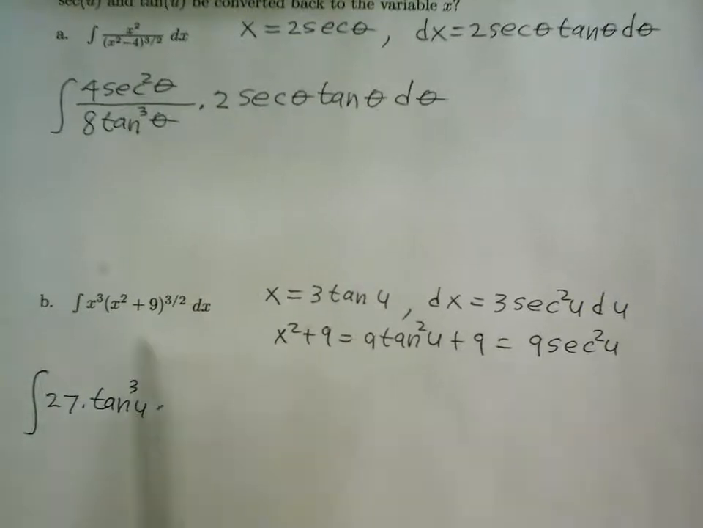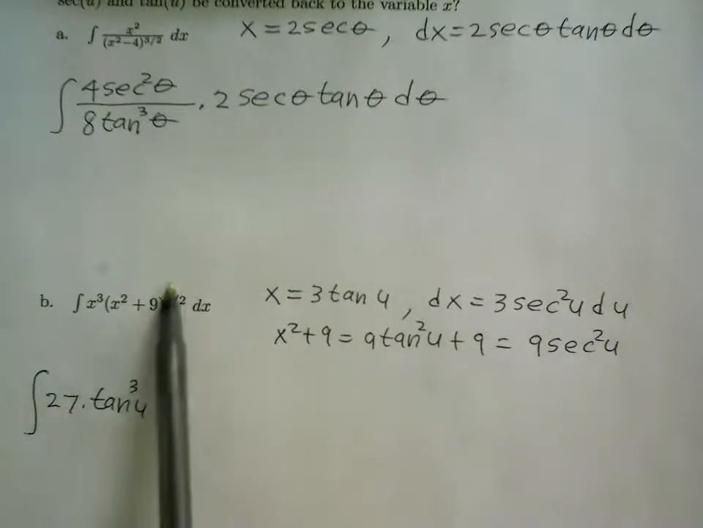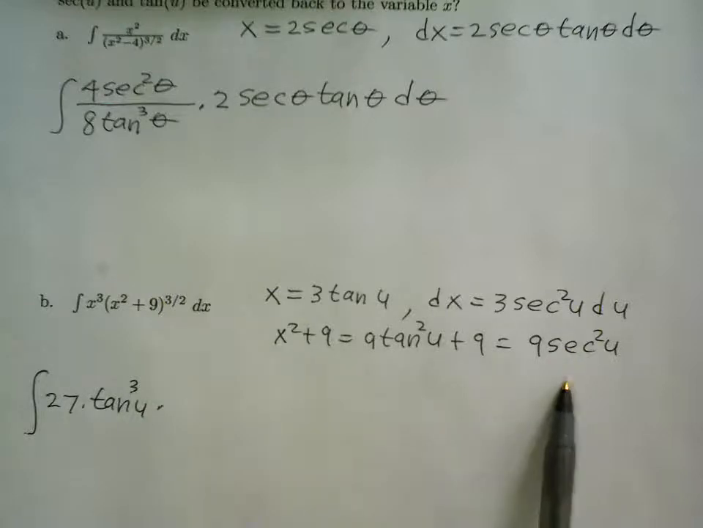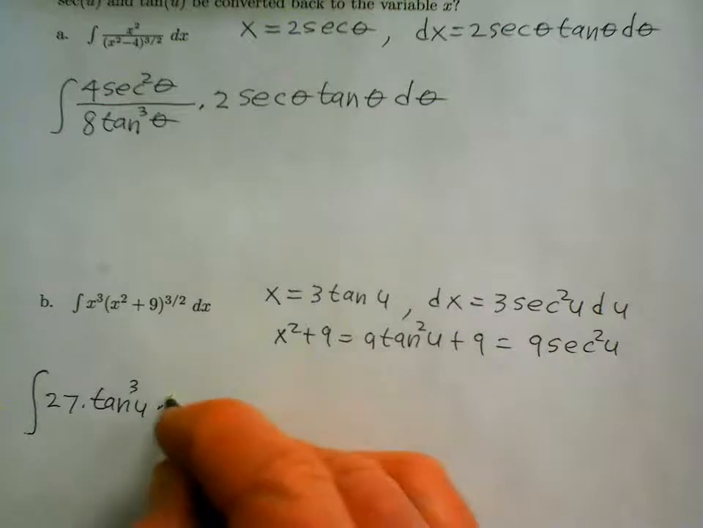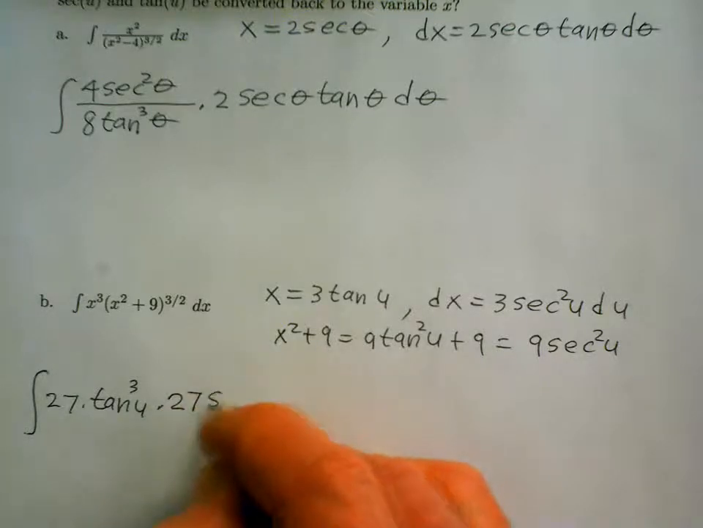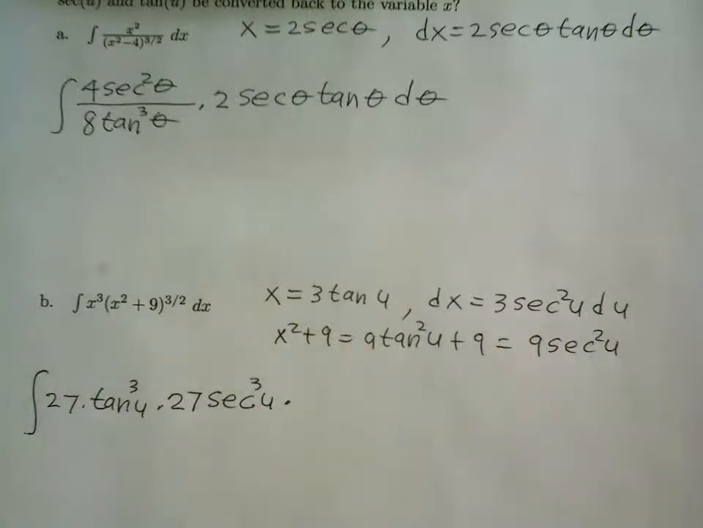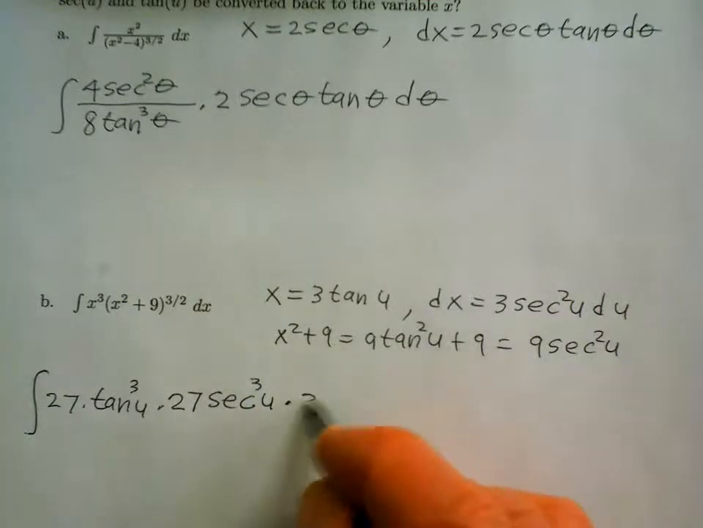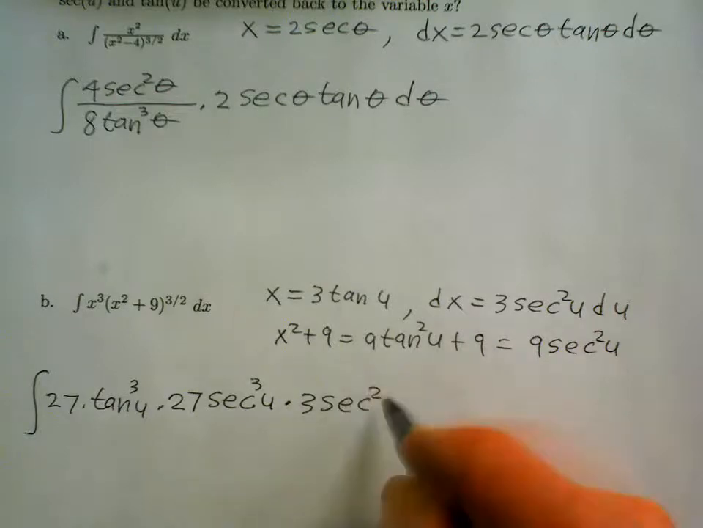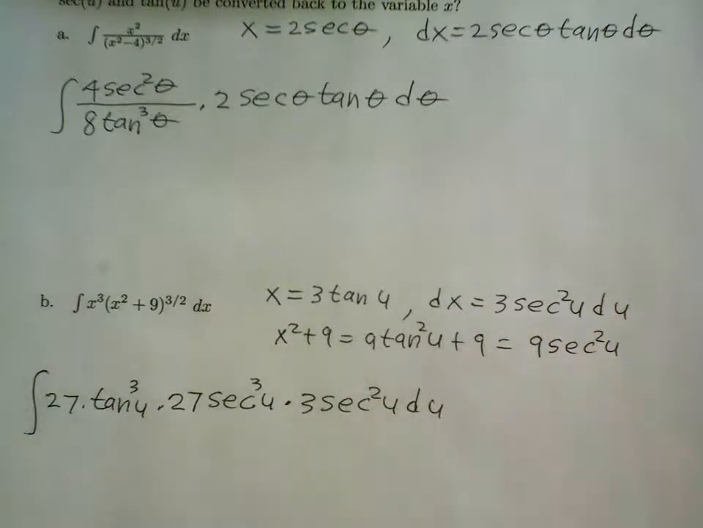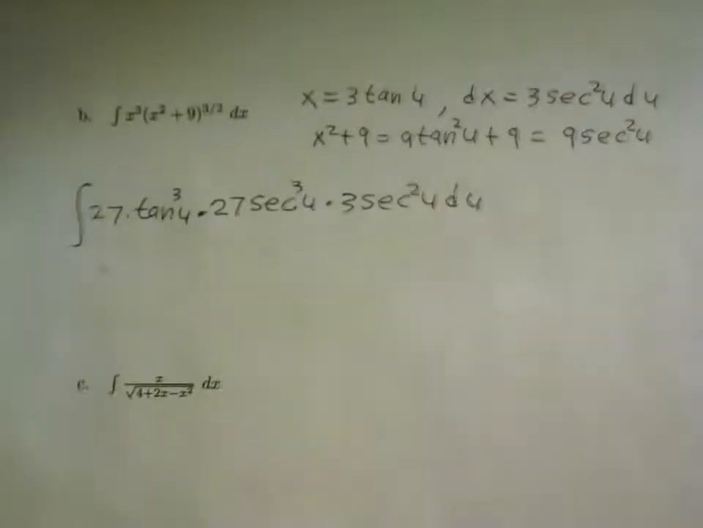And then if we raise something to the 3/2, first take the square root and then raise it to the third power. So when we do that, we're going to get 27 times secant of u to the third, and then multiply all of that by dx, which is 3 times secant of u squared du. So we won't evaluate that one. Okay, the next one, part C.